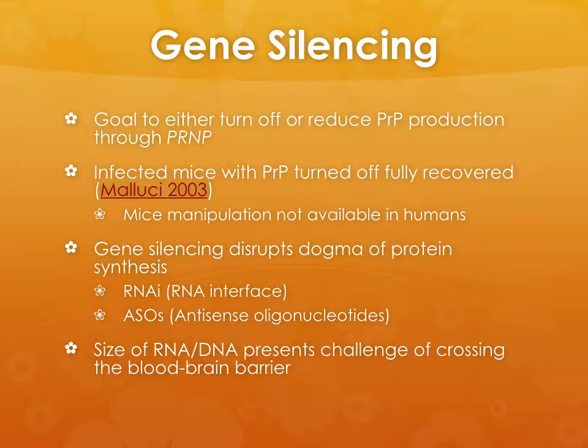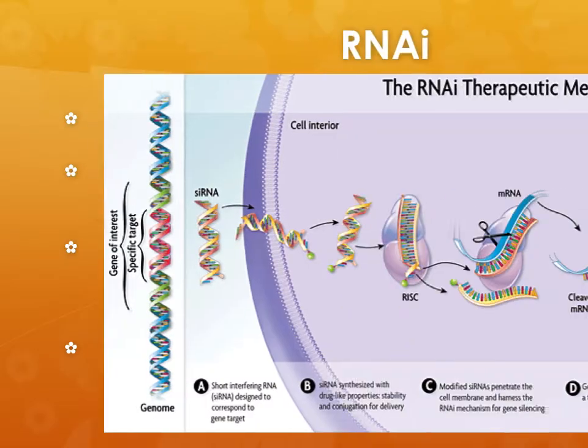And while the genetic manipulation used in the study I just mentioned is not available for human use, scientists are rapidly expanding their toolboxes when it comes to gene manipulation, including both RNA-mediated interference and antisense oligonucleotide therapy. The small strands of DNA and RNA used in various gene editing techniques present similar issues concerning size and their ability to cross the blood-brain barrier. But if these challenges can be overcome, the ability to disrupt the central dogma of DNA transcription and translation could open several novel pathways and potentials for treatment.